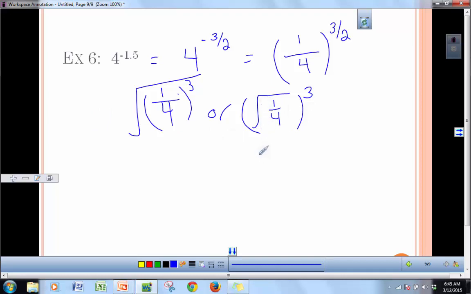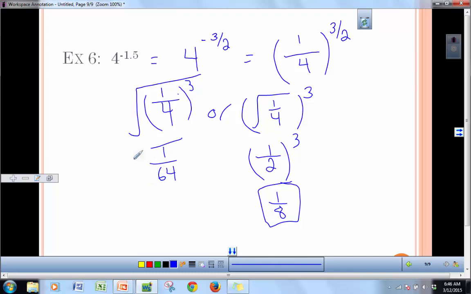We know the square root of 1 is still 1. The square root of 4 is 2. So the square root of 1/4 is a half. And when we cube a half, we get 1/8. If you did it the other way, if I would have cubed 1, it's still 1. If I would have cubed 4, it would have given me 64. But then when I take the square root of 1/64, I still get an answer of 1/8. So it seems like in this problem, it didn't matter which way you solved it because the math was pretty easy either way.